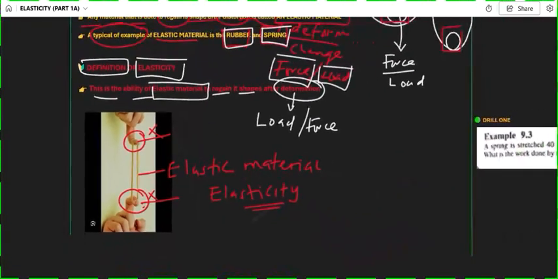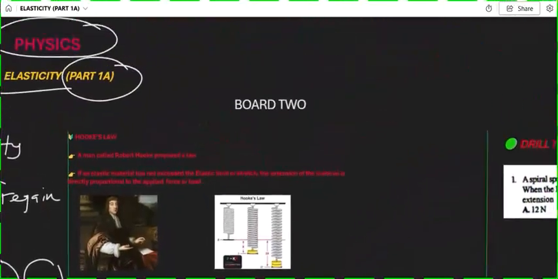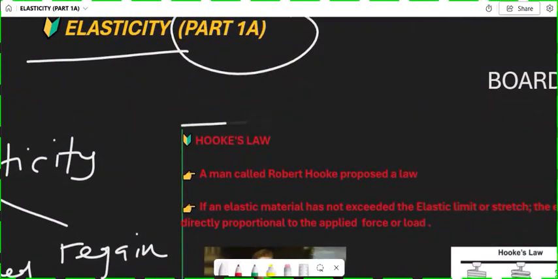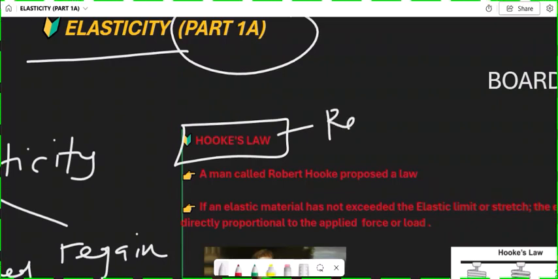Then let's move on to another thing we call Hooke's law. What is Hooke's law? We heard the word Hooke's law, and this was discovered by a man called Robert Hooke.